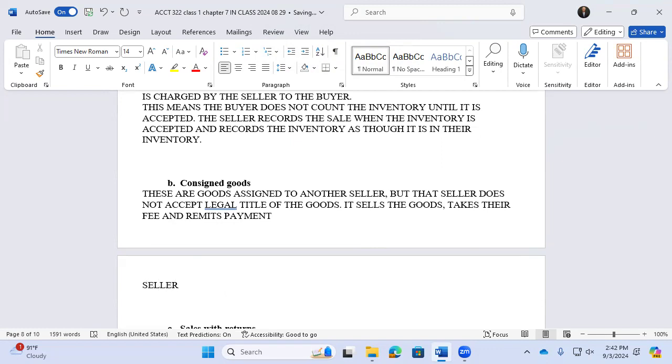So if I'm the seller, my entry is going to be a debit to consigned inventory. And a credit to merchandise inventory. So essentially, all you're doing is creating another category. You have not recorded any expenses yet.